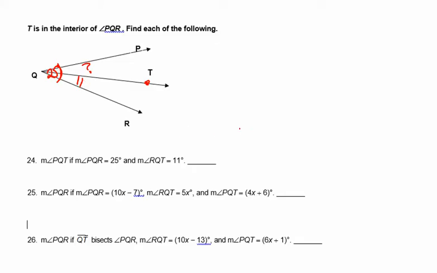So we're going to use the angle addition postulate here. We're going to write that the measure of the two parts, PQT and TQR, added together will equal the measure of angle PQR. That's the angle addition postulate. So the measure of angle PQT plus the measure of angle TQR would be equal to the measure of the whole angle PQR. Next, we are going to replace these measurements that we know with what they're equal to.